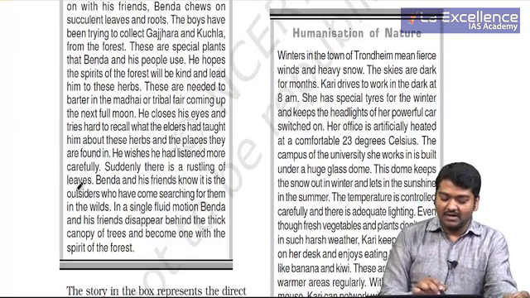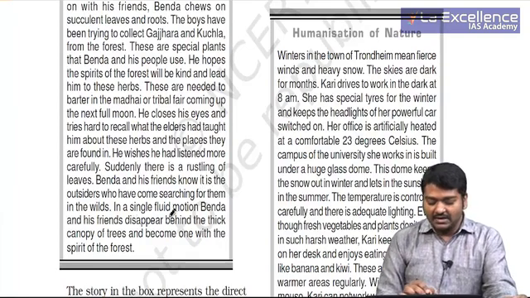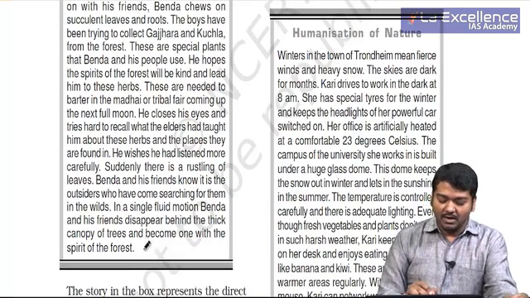Suddenly there is a rustling of leaves. Benda and his friends know it is the outsiders who have come searching for them in the wilds. In a single fluid motion, Benda and his friends disappear behind the thick canopy of the forest.